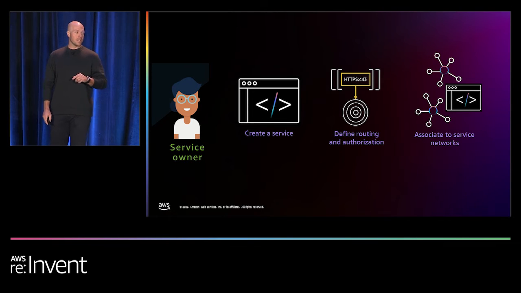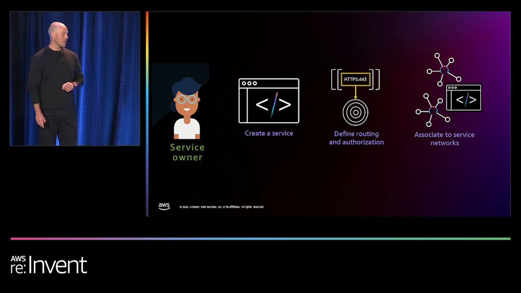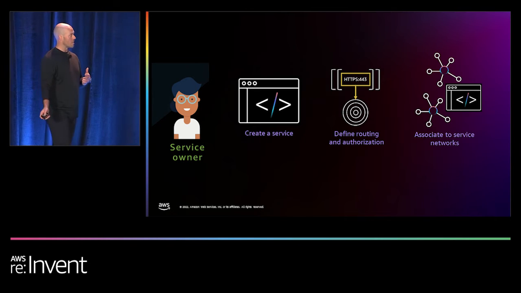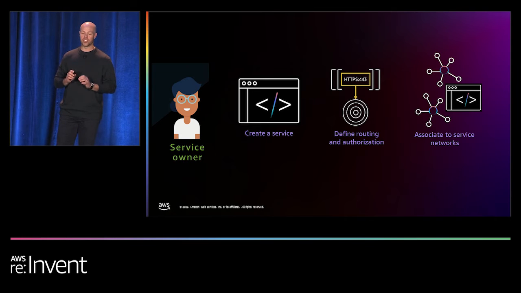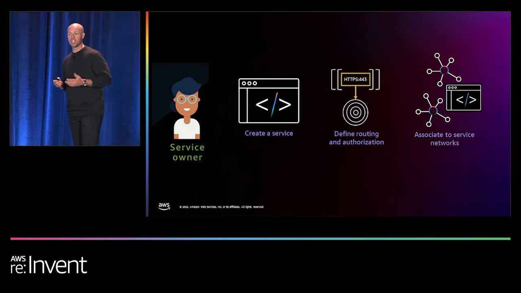The last thing that the service owner does, and this can be the developer that does it, or the admin, but in this situation what I'm showing is the service owner can actually associate their service to service networks. And you can do many. It doesn't have to be one. It's not a one-to-one relationship.